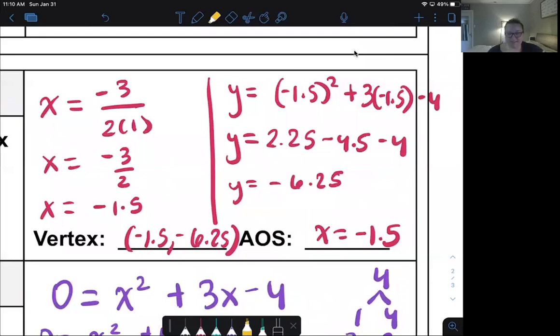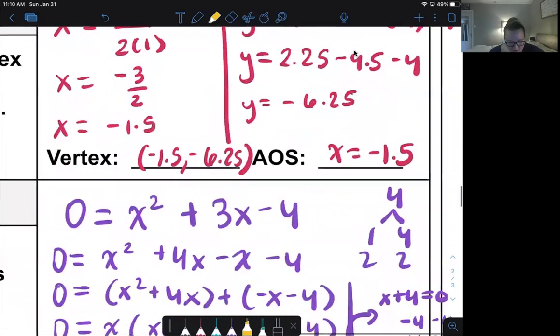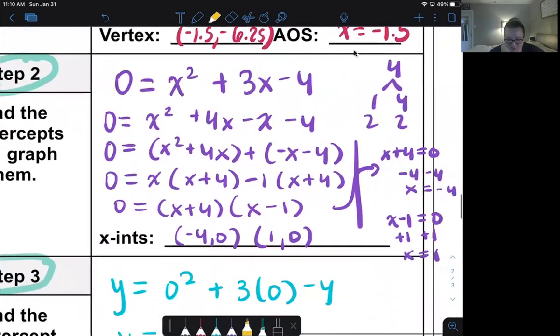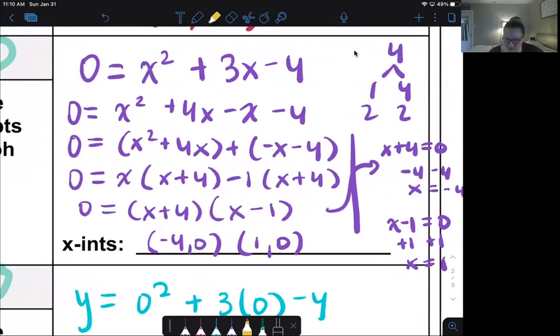which gave me a vertex at (-1.5, -6.25), and an axis of symmetry of x = -1.5. For my x-intercepts, I was able to factor this problem, and then I found that x is equal to -4 and 1 for my zeros. So my x-intercepts are at (-4, 0) and (1, 0).